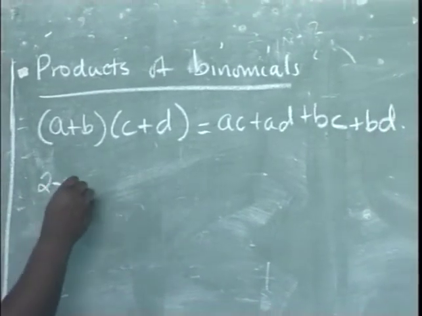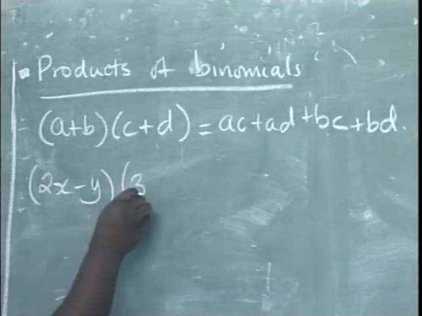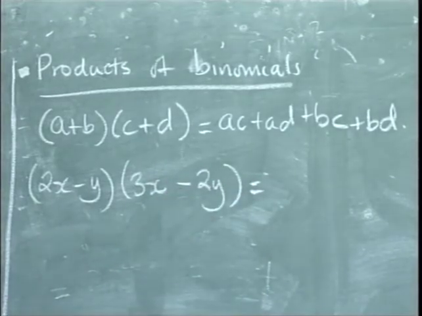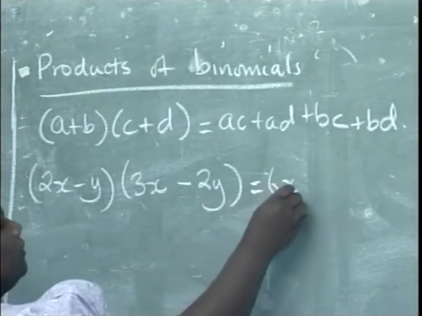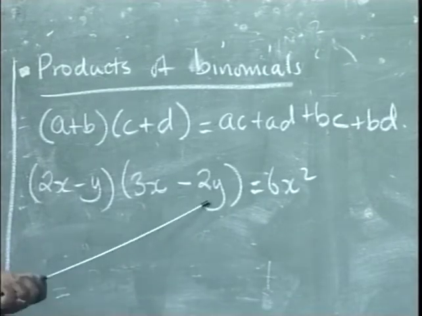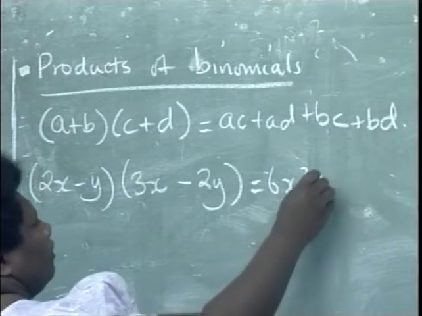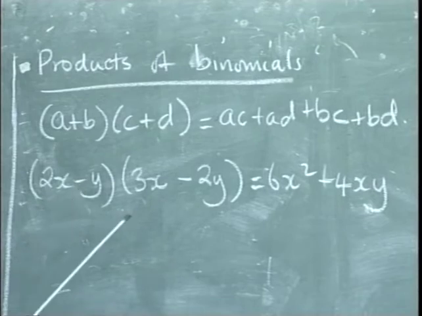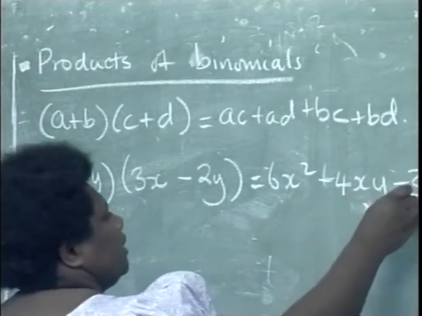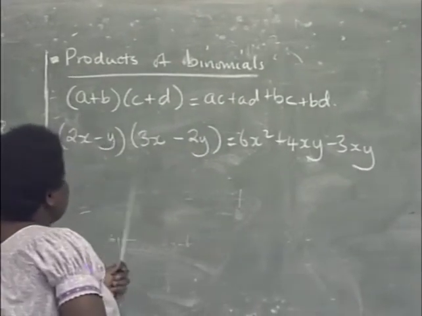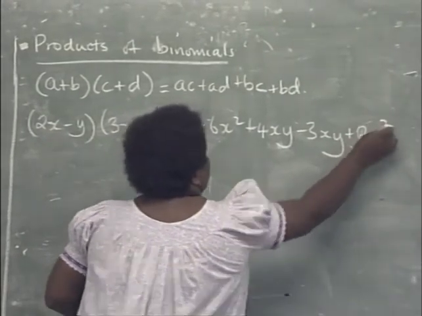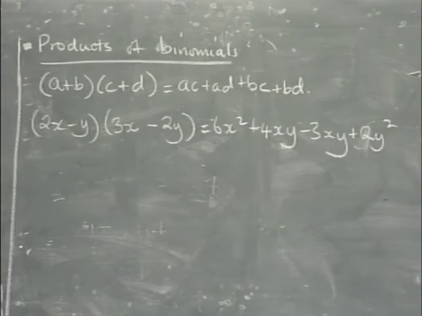Okay, for instance, 2x plus y times 3x minus 2y. Right, 2x times 3x will give us 6x squared. 2x times minus 2y will give minus 4xy. Then y times 3x will give 3xy. And y times minus 2y will give minus 2y squared. Okay, good. Are there any like terms? Yes?